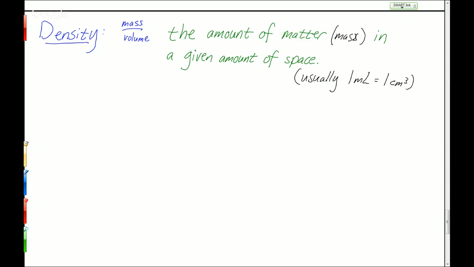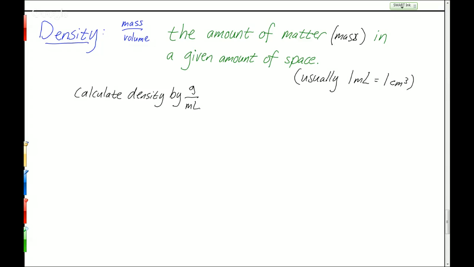So we can calculate the density by dividing grams by milliliters. That will give us the density. Or we can use the density in a conversion problem to calculate something else.